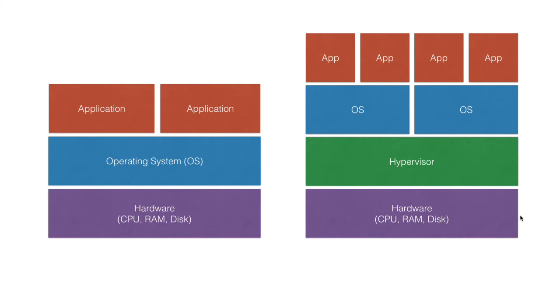This is how a virtualized stack looks like. You have a hardware, there is no change, but on top of that, instead of installing operating system, you will install another software called hypervisor. Hypervisor acts as a layer in between operating systems and hardware. What hypervisor gives you is that it virtualizes the hardware. It gives you virtualized CPU and RAM. So using this virtualized hardware, you can create a virtual machine and install your operating system on that virtual machine.